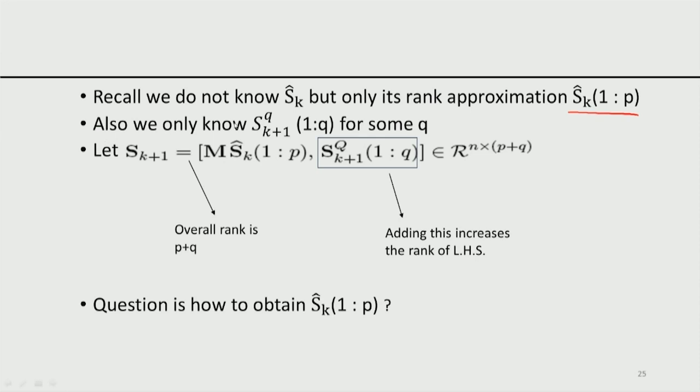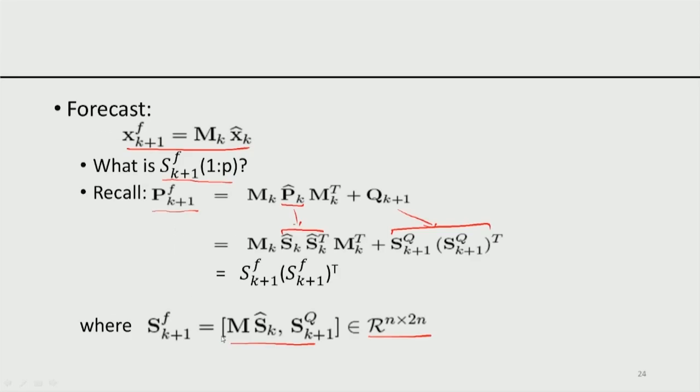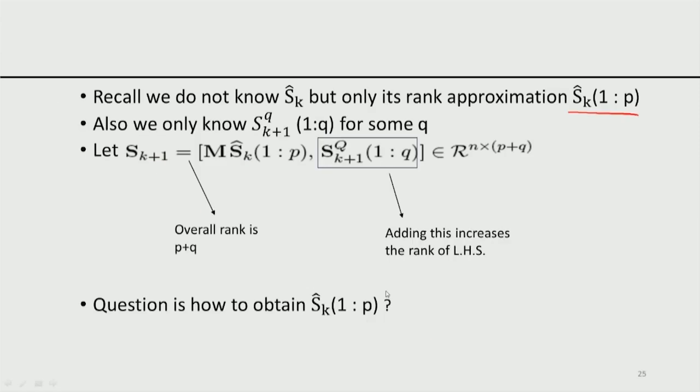We also know, so one more, this is the square root of the model noise covariance. We may only know the rank q of this, and only the rank p of this. So I have to deal with a rank p approximation here and a rank q approximation here. So totally this matrix S_{k+1} becomes a matrix of size n by p plus q, a reduced rank approximation. But our calculations are always rank p.